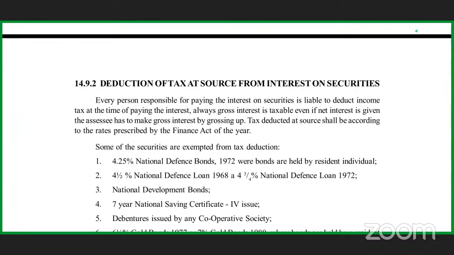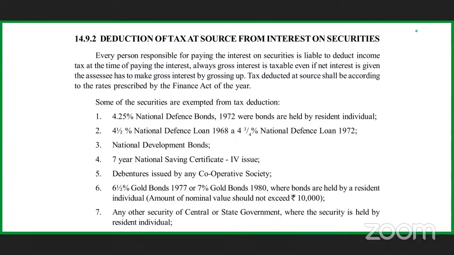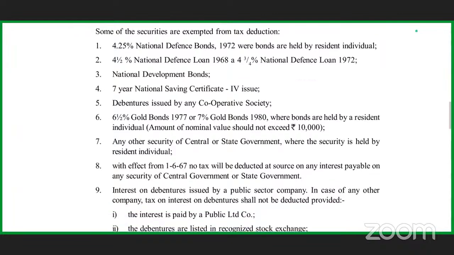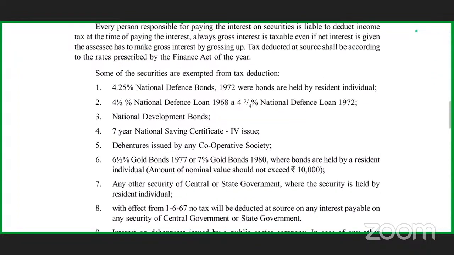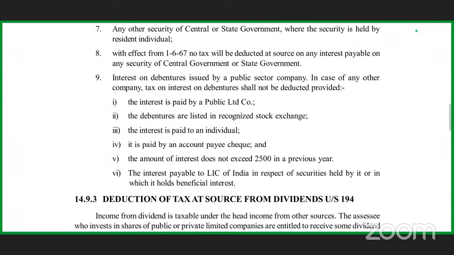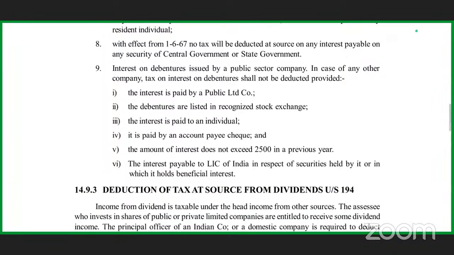And for that, these are the different rates that are allowed. For example, National Defense Bond 9.25%, which differs across years, and National Savings Certificates. For the following securities or bonds, there will be no tax at source. For example, if you are investing in National Savings Certificates, there will be no tax on the interest you receive. If you receive interest from these, there will be no tax on it.